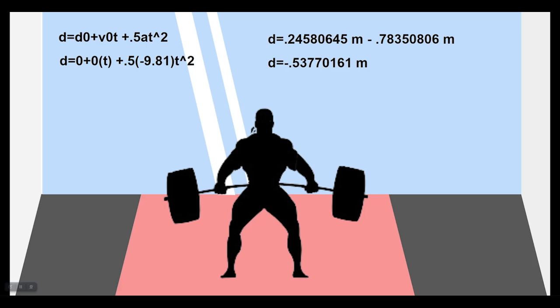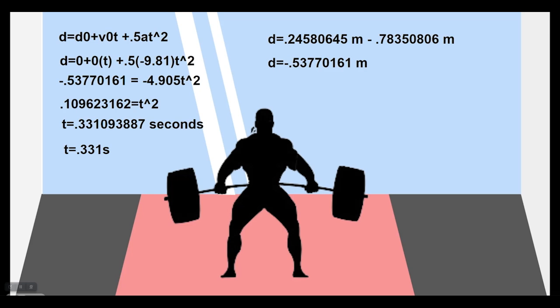Now, with all of our variables, we can solve for time. Plugging them in, we get the equation negative 0.54 equals 0 plus 0 times time plus 0.5 times negative 9.81 times time squared. This simplifies to 0.33109 etc. seconds, or 0.331 seconds.